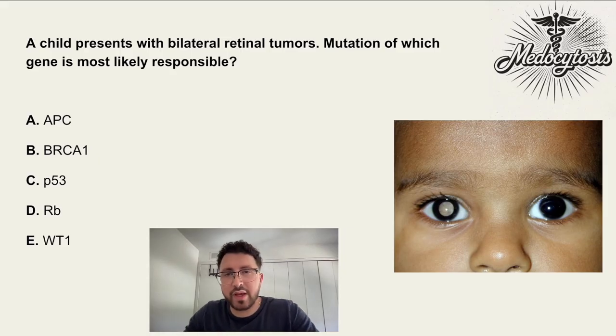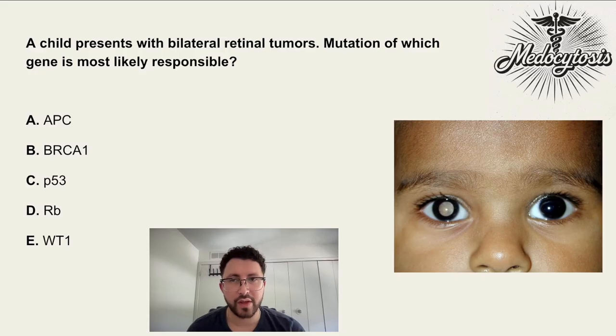A child presents with bilateral retinal tumors, mutation of which gene is most likely responsible? So I'm going to go through this kind of quick. Let's start with APC gene. APC, if it's mutated, it's associated with colon cancer, specifically familial adenomatous polyposis. It is not associated with the eye thing going on with this child in this picture, so that's the wrong answer immediately.